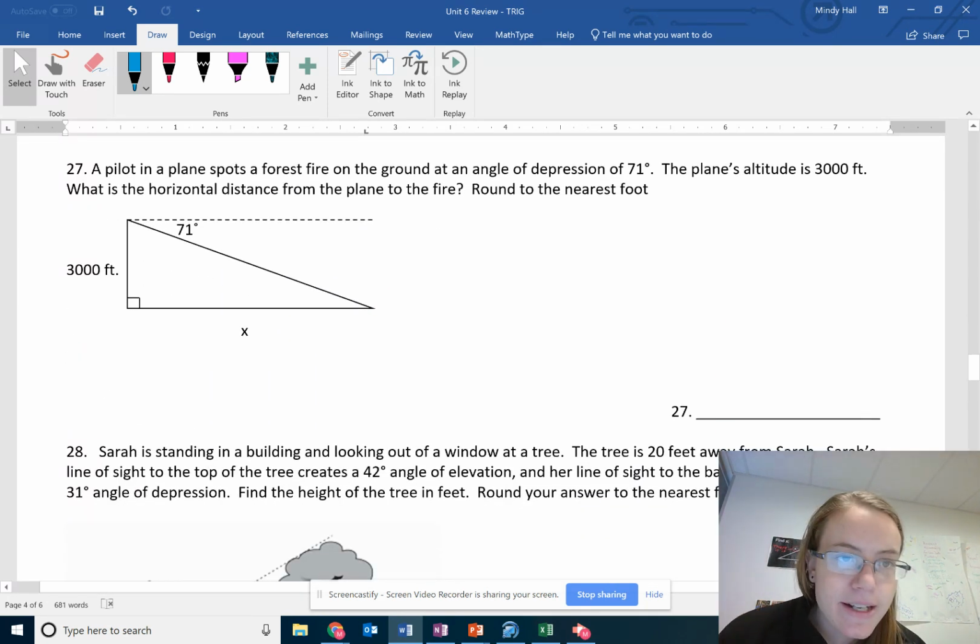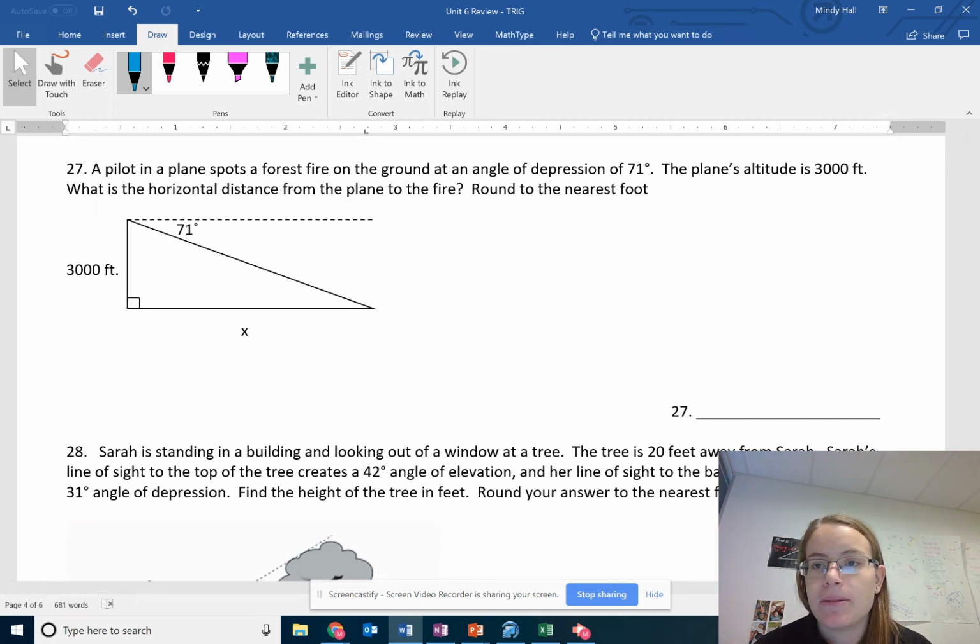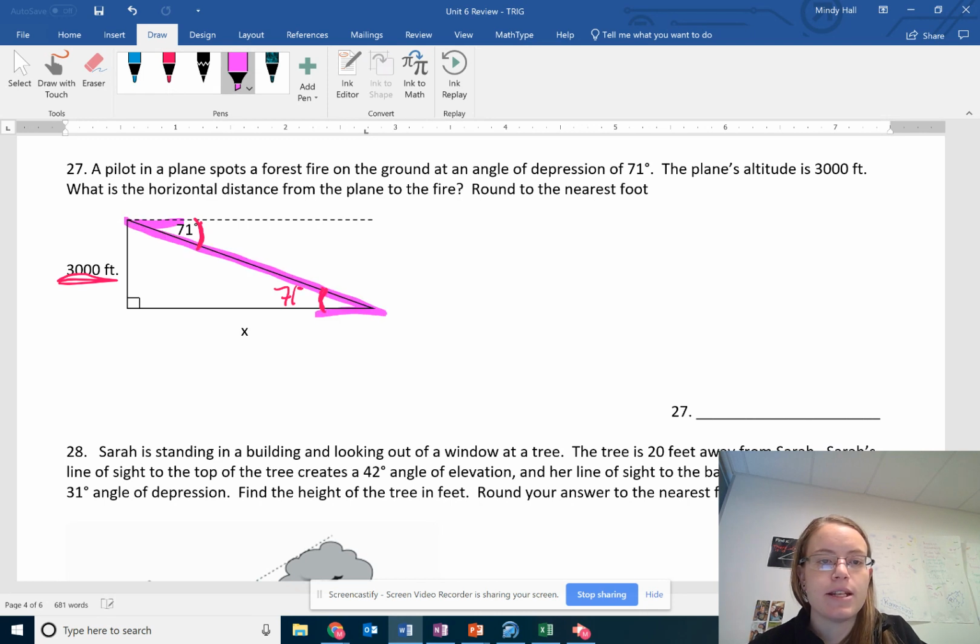So number 27, a pilot in a plane spots a forest fire on the ground at an angle of depression of 71 degrees. The plane's altitude is 3,000 feet. What is the horizontal distance from the plane to the fire, rounded to the nearest foot? The picture may or may not be given to you, so just make sure that you understand how we label this picture. This is the angle of depression. Notice that we had a dotted line for our line of sight so that we had a horizontal line. And then this is our altitude. Because that angle is 71 degrees, I know that this angle in this triangle is also 71 degrees because of alternate interior angles. Okay, we have that Z.